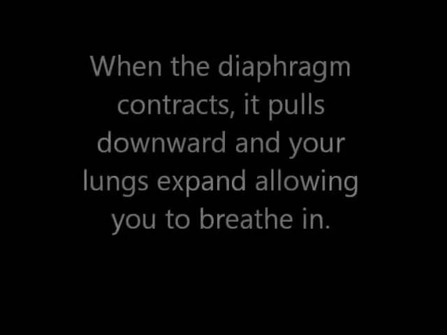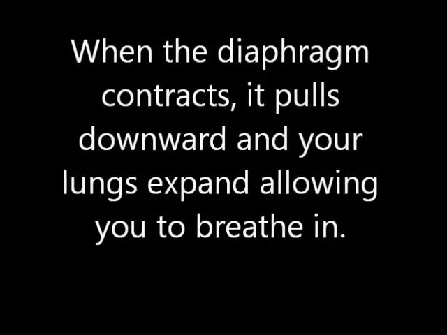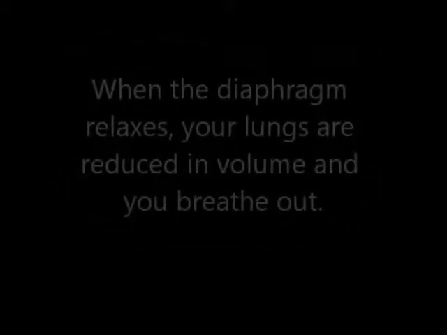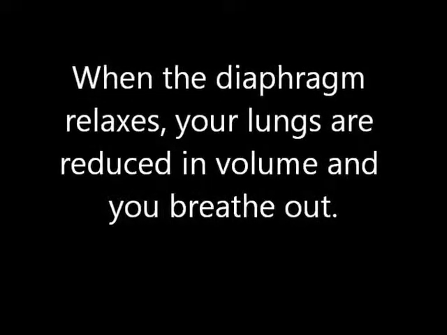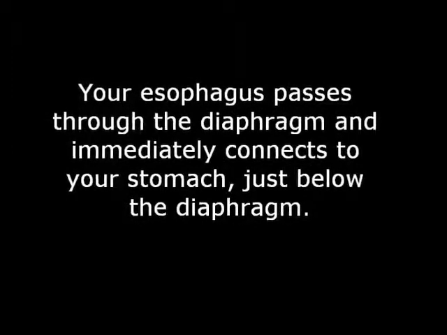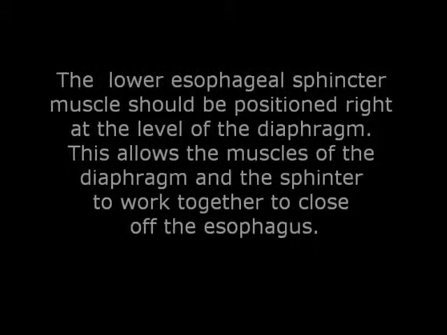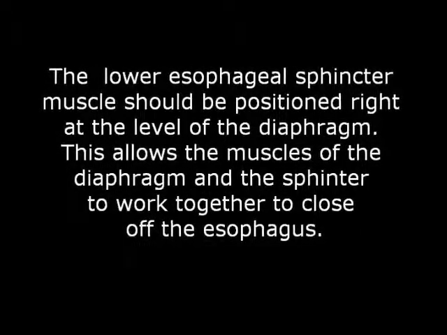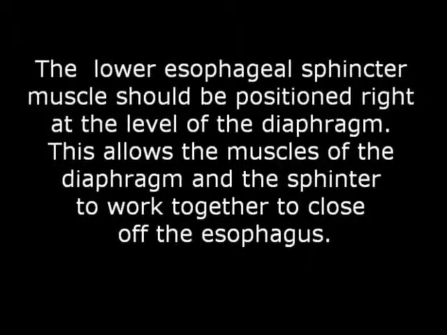When the diaphragm contracts, it pulls downward and your lungs expand, allowing you to breathe in. When the diaphragm relaxes, your lungs are reduced in volume and you breathe out. The esophagus passes through the diaphragm and immediately connects to your stomach just below the diaphragm. The lower esophageal sphincter muscle should be positioned right at the level of the diaphragm. This allows the muscles of the diaphragm and the sphincter to work together to close off the esophagus.